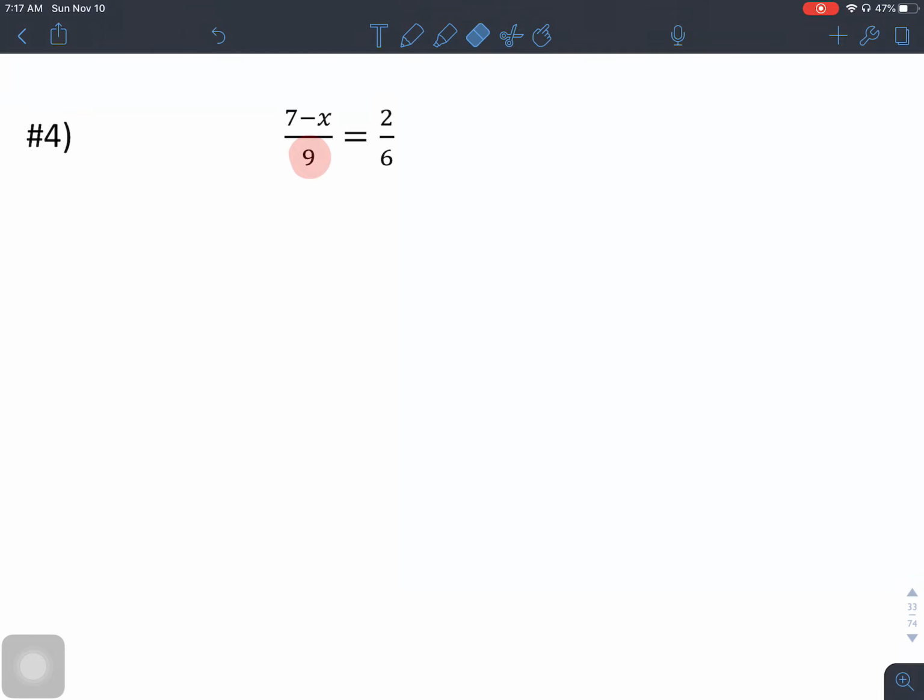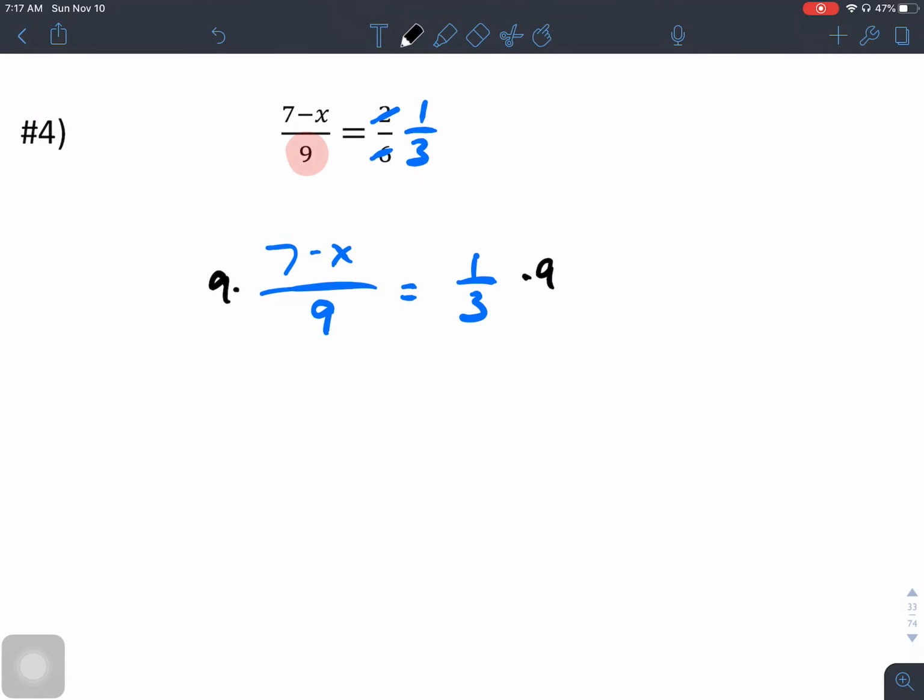Let's go backwards. This fraction reduces. This is the same as 1/3. It's the same as 1/3 because we could divide the top and bottom by 2. 2 divided by 2 is 1. 6 divided by 2 is 3. And now let's get rid of the denominator on the left to get x by itself. Multiply both sides by 9.